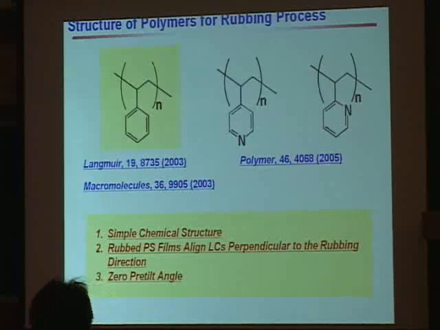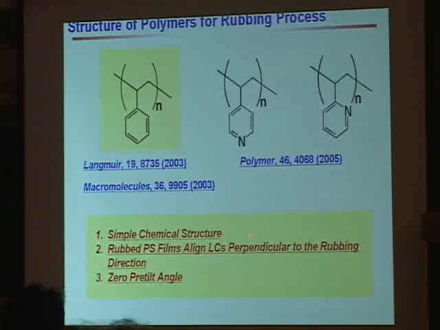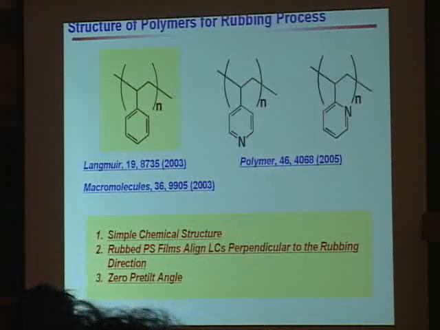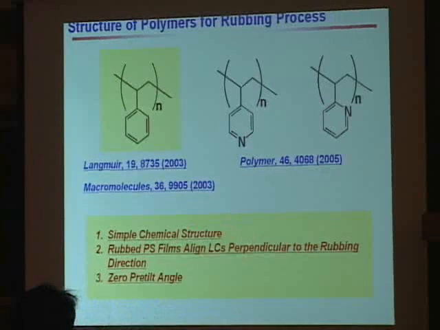Today I will be talking about this polystyrene system, because it has a simple chemical structure, and the liquid crystal was aligned in the direction perpendicular to the rubbing direction on the rubbed polystyrene film with a zero pretilt angle. It's very interesting, because in common cases the liquid crystal is aligned parallel to the rubbing direction. But on the polystyrene film surface, the liquid crystal is aligned perpendicular to the rubbing direction.